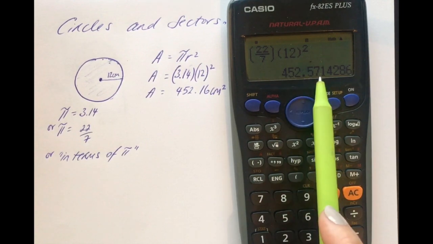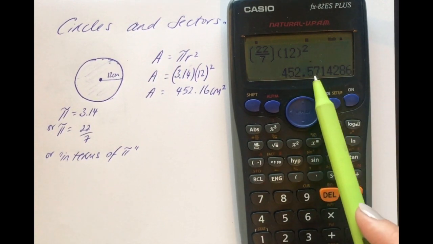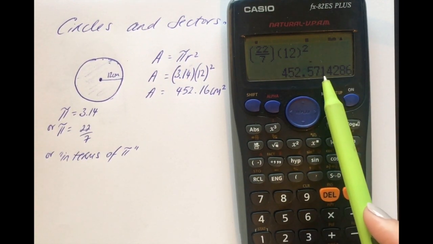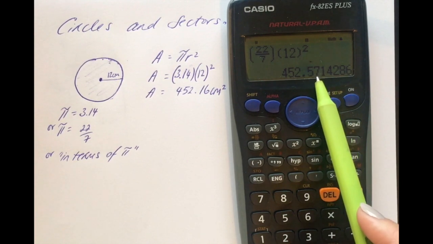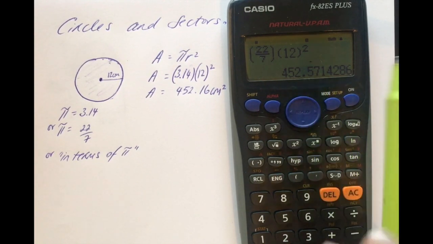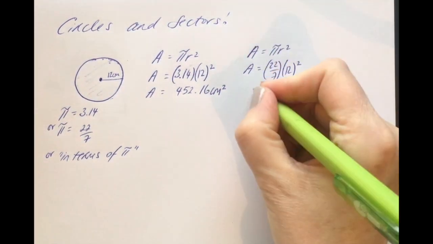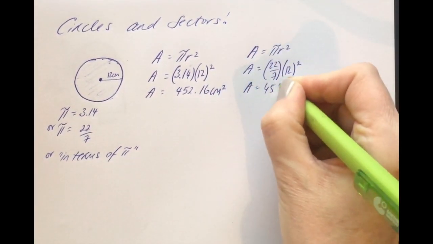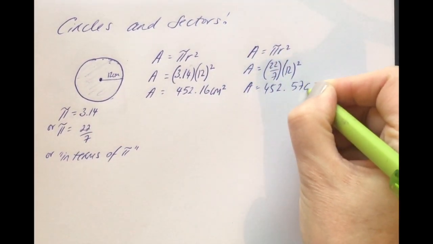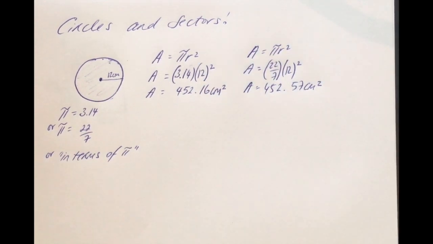I'm going to do 2 decimal places here. So it's going to be 0.57. Look at the number beyond. 1 doesn't make it bump up, so we'll keep it as 452.57. Okay, so the area is 452.57 centimeters squared.